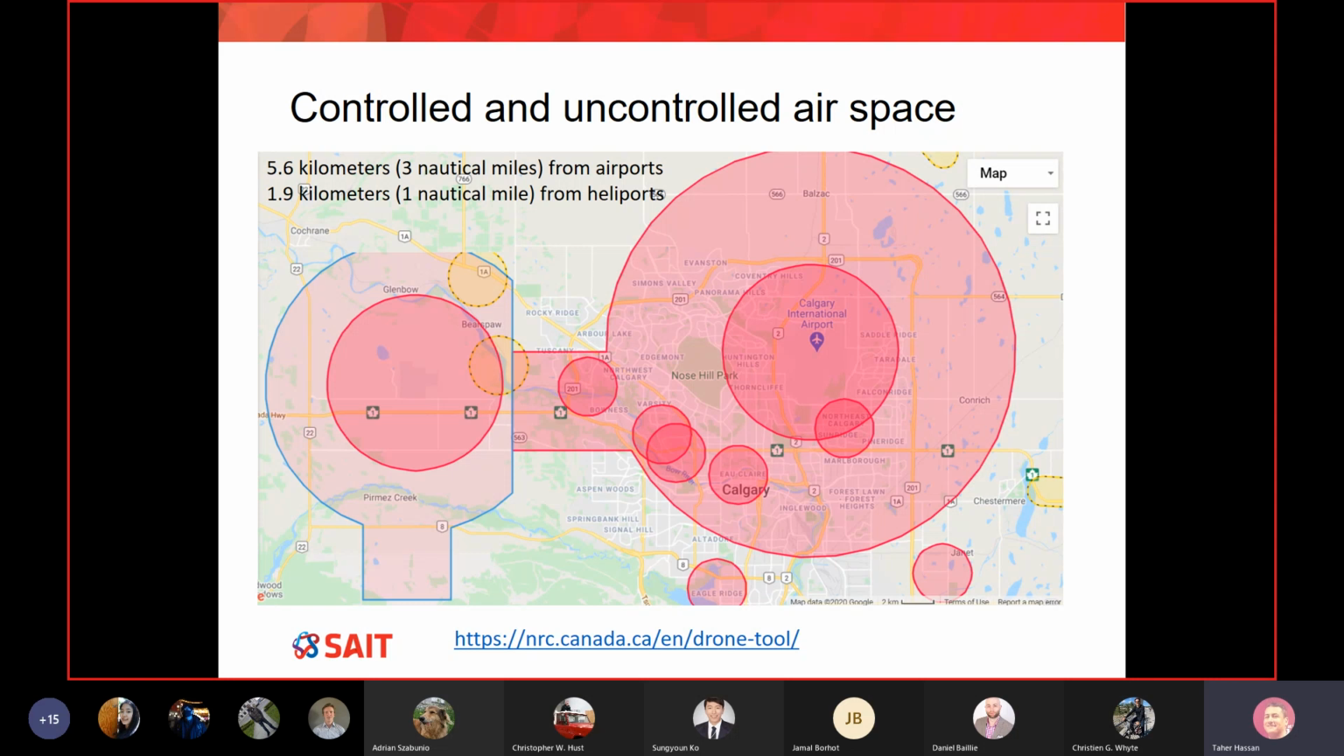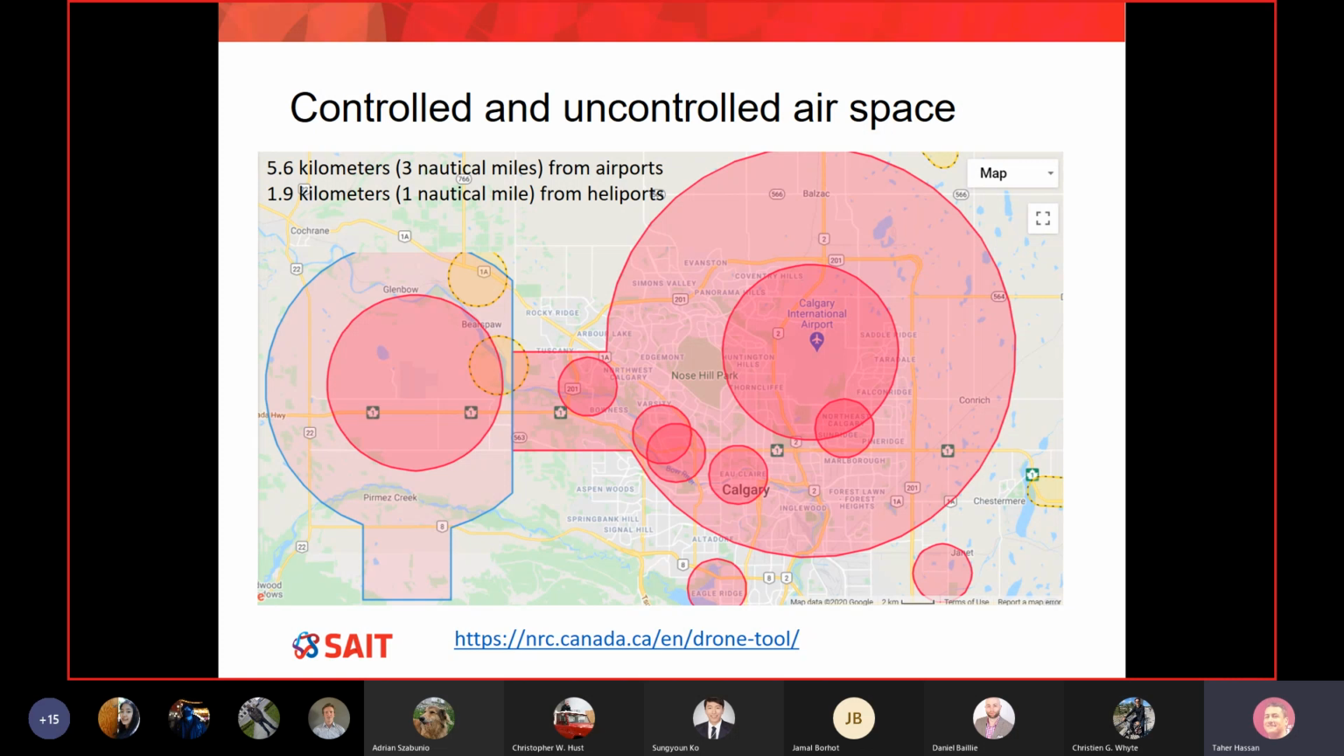You can see here on my screen a snapshot for Calgary where it shows all those red circles. Those circles are simply centered around airports. There are some big circles and some small circles. The big circles, those around airports, have a 5.6 kilometer radius, while the small ones are 1.9 kilometers, and those are heliports. A heliport is designed simply for landing and takeoff of helicopters, okay?